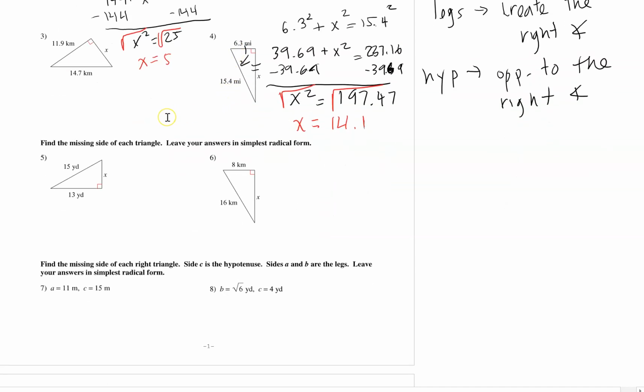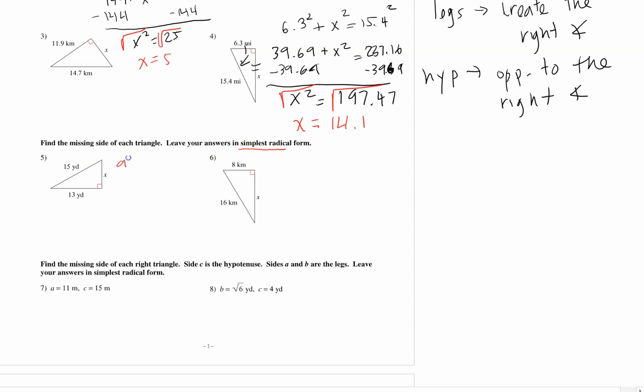Now you're going to be asked to find sides, but you're going to need to keep it in radical form. So this one is a little bit less work, sort of, but let's see how we can solve it and keep our answer in radical form.